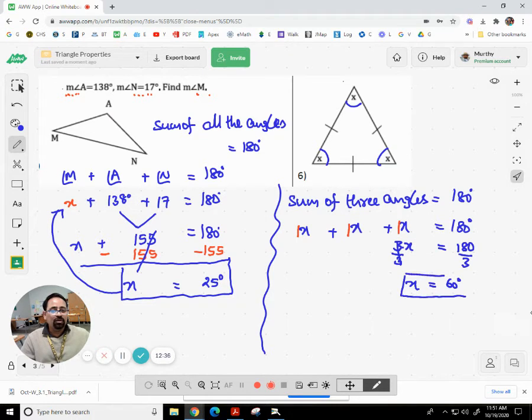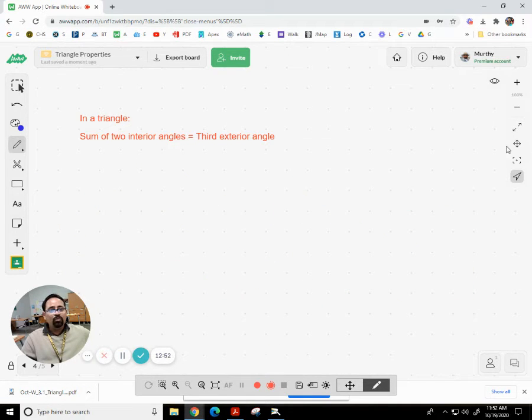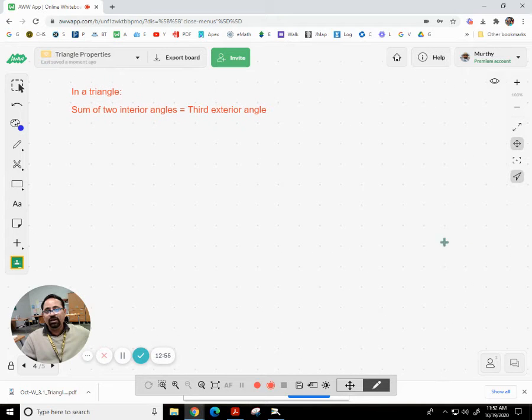If you want, you can plug back all these x values in the given equation and check whether the sum equals 180 degrees or not. Well, next, one more important point: in a triangle, the sum of two interior angles always equals the third angle's exterior. So let's take a quick example.